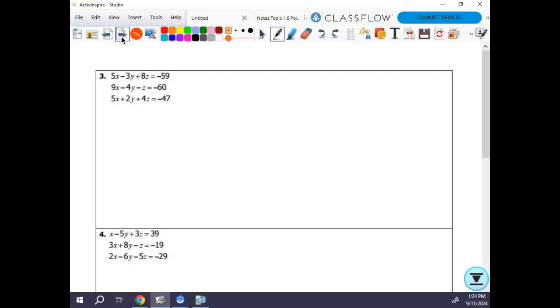Decide what variable you would start with to eliminate, and how you would pair your equations up. Do you understand what I'm asking you to do? Okay, and you can talk about it with each other if you want. You don't all have to agree. And we'll call these like 1, 2, and 3.